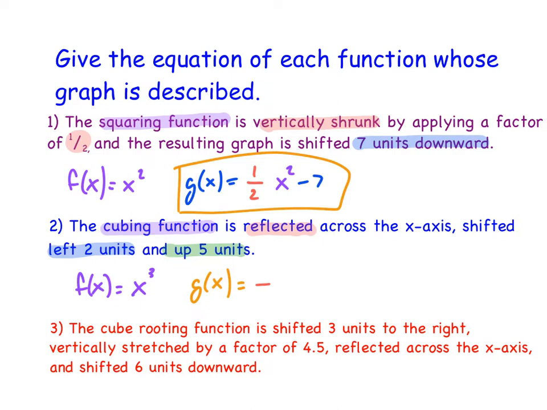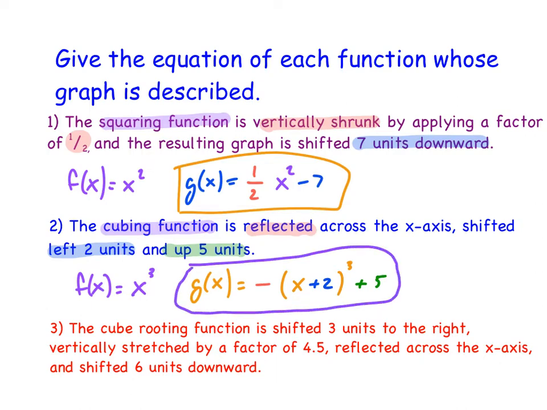And then x, and then left 2, so that's a plus 2. I close those parentheses, and I put the cube up there. So now that plus 2 is inside the parentheses, so it's good to go. And then I have an up 5. That's after the parentheses, after the function. So that's our plus 5. So there is our transformed function.